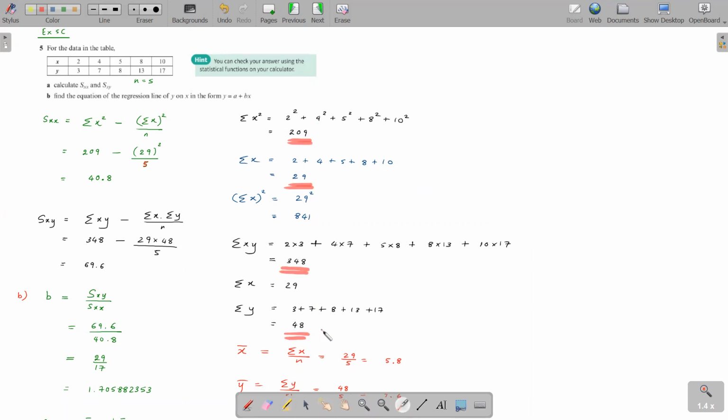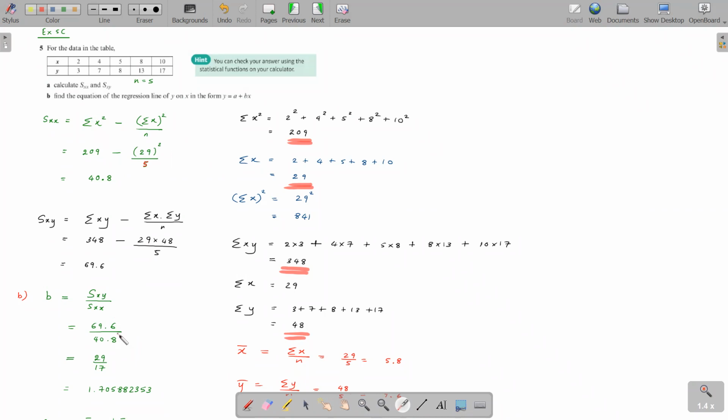Just directly write it by using the calculator, and then substitute those values to this equation, and make sure you show your substitution because that's where you get method marks. Do not directly write Sx is 40.8. Don't do that. Make sure you substitute and show. These parts here are compulsory, where you substitute the x squares to 209 minus 29 square over 5. So that's a method mark. Make sure you show this method step. Do not skip that.